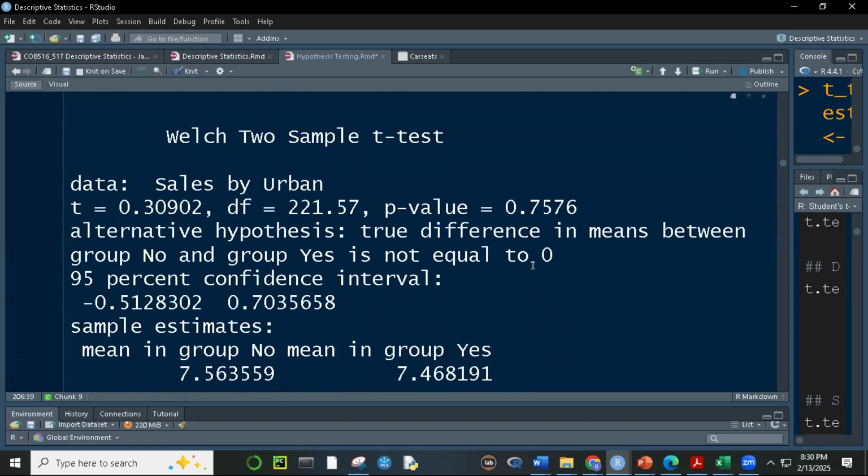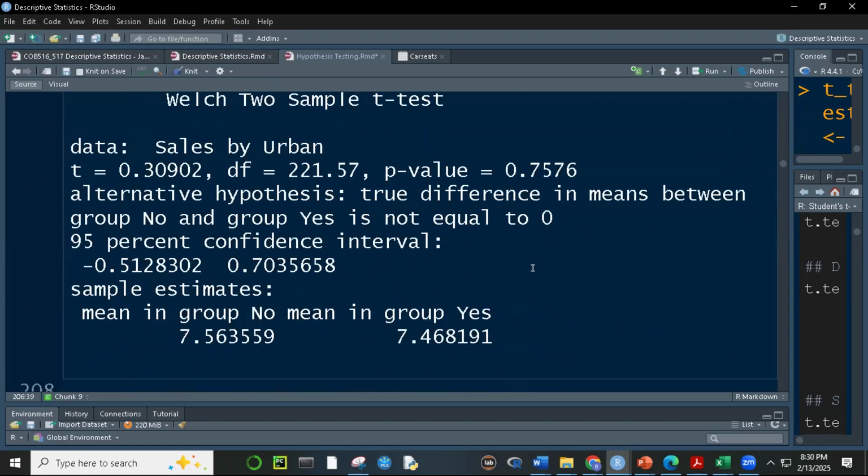Okay. So we have a two sample t-test using Welch. Data is equal to sales by urban. So this is sales tilde urban. And then you have the t-stat 0.309309, degrees of freedom 221, p-value is 0.7576.